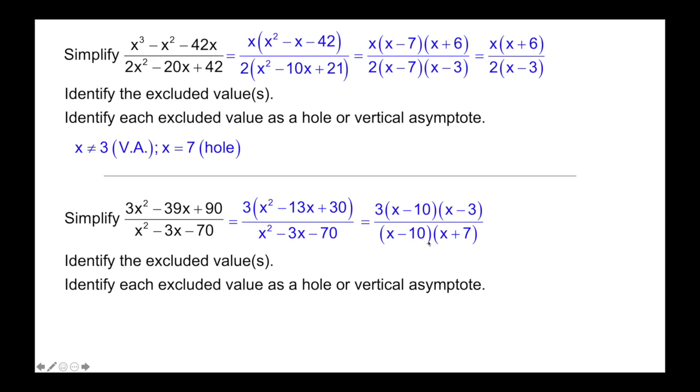Once I have my factors here, again, I'm going to say neither of these can equal 0. This one's going to give me 10. This one's going to give me -7. So those are my excluded values. It's going to be a hole at 10 because that's the canceled part. And then since I'm still going to have x plus 7 in the denominator, it's going to be a vertical asymptote at -7.